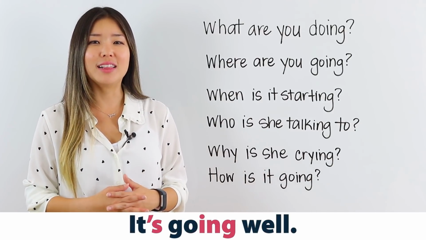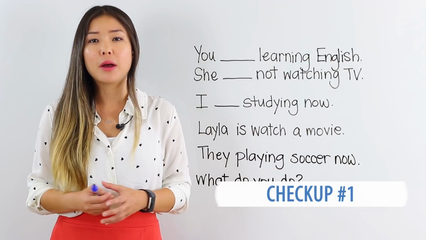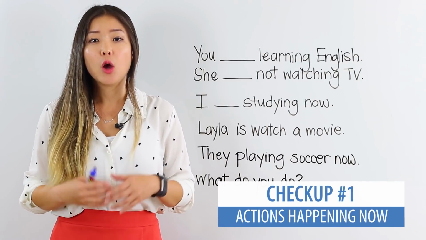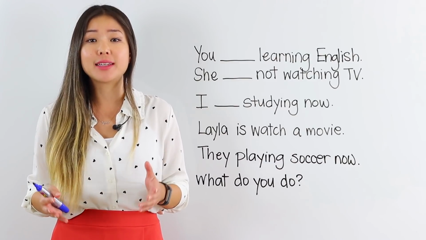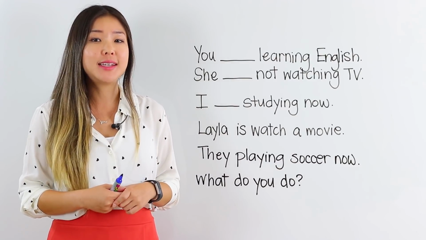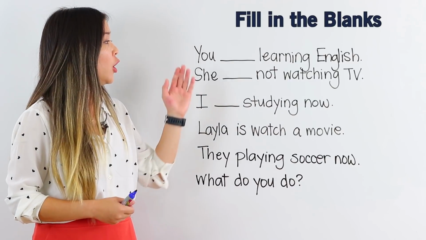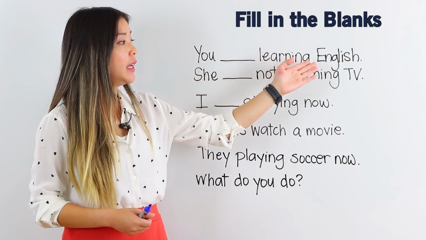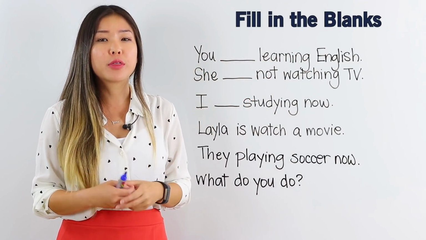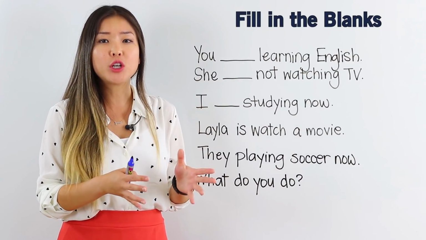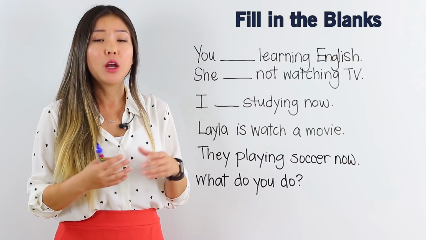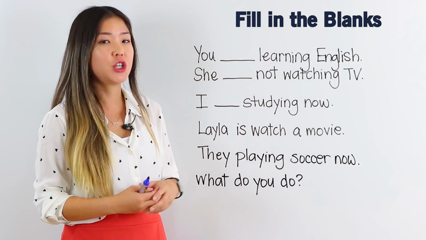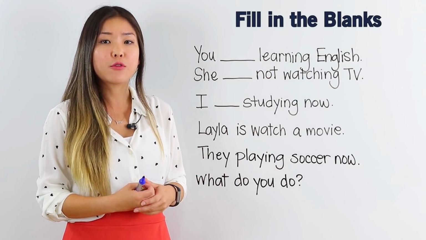It's going well. For this checkup of the present continuous tense, we'll look at how this tense can be used to describe an action that's happening right now. Let's take a look at the first sentence. You blank learning English. Remember, for this tense, we start with the subject and the be verb, and then the verb ing. We already have the verb ing here, so we need the be verb.